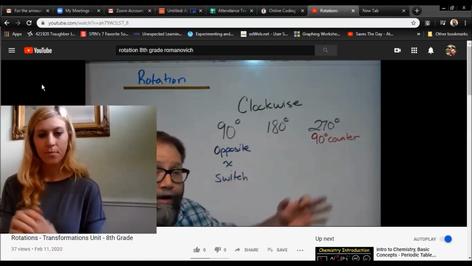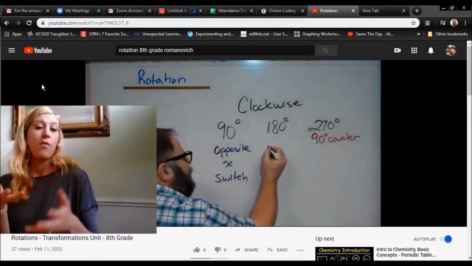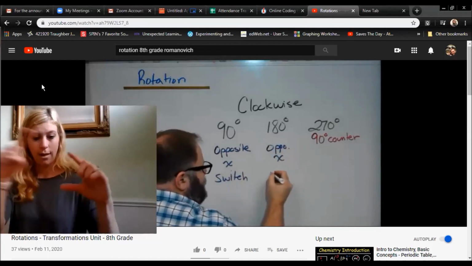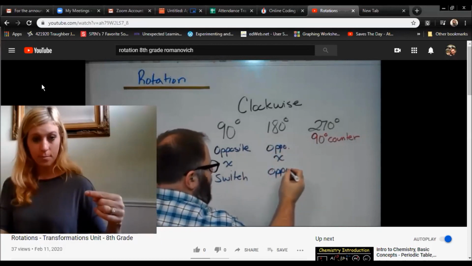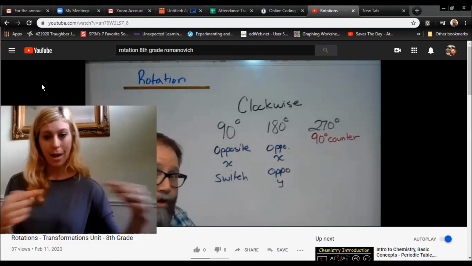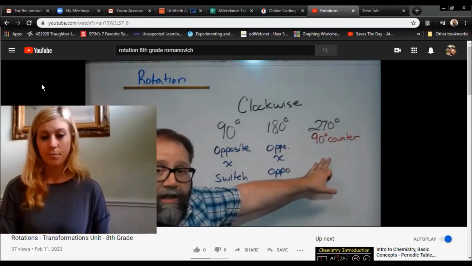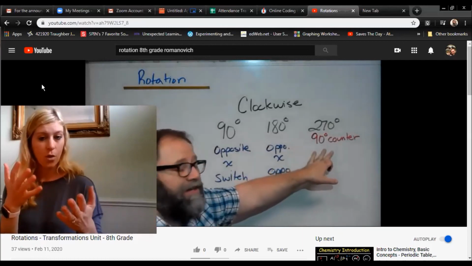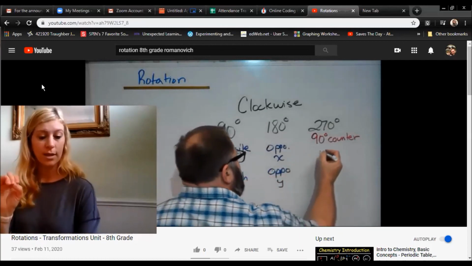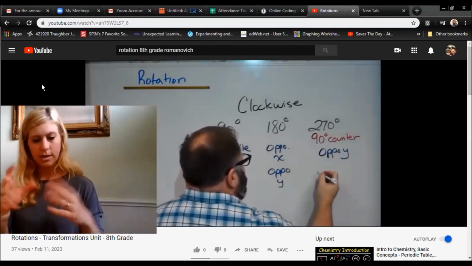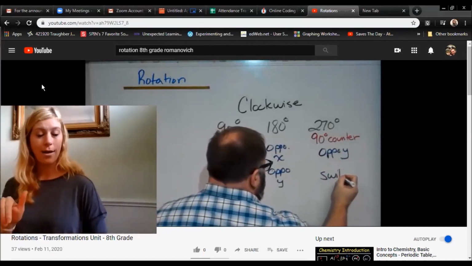If we want to go 180 degrees clockwise, we want to do the opposite X and opposite Y, no switch. And if we want to do 270 clockwise, 90 degrees counterclockwise, we want to go opposite Y, then switch.